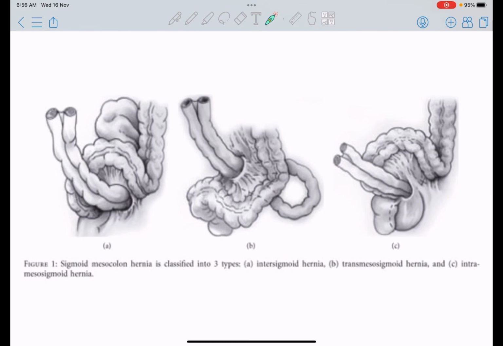And in intramesosigmoid hernia, the bowel protrudes through a part of the leaf of the mesentery and does not go through and through. Therefore, the bowel herniates into a space which lies between the two leaves of the mesentery. Therefore, it forms a sac like this. This is intramesosigmoid hernia.